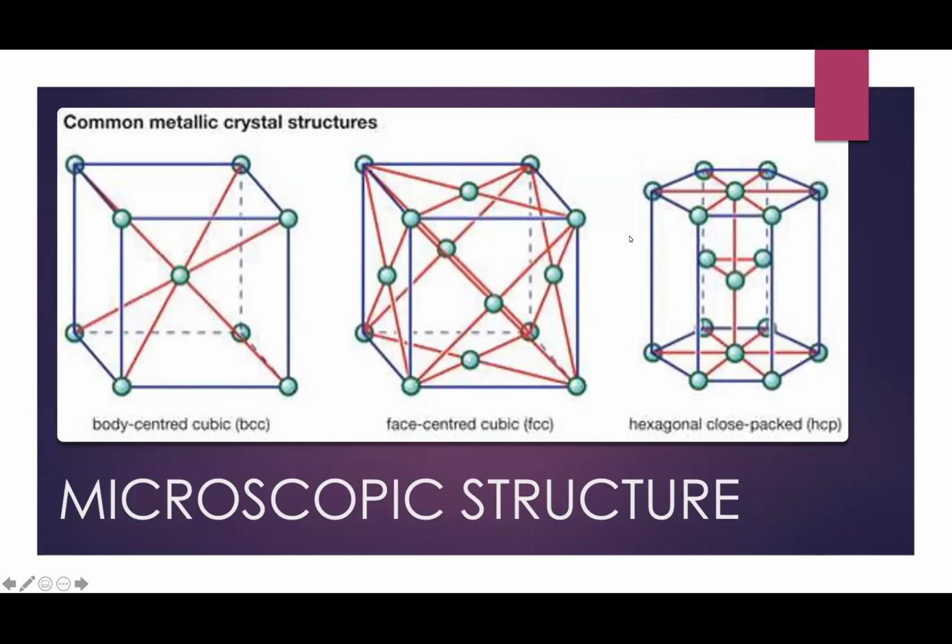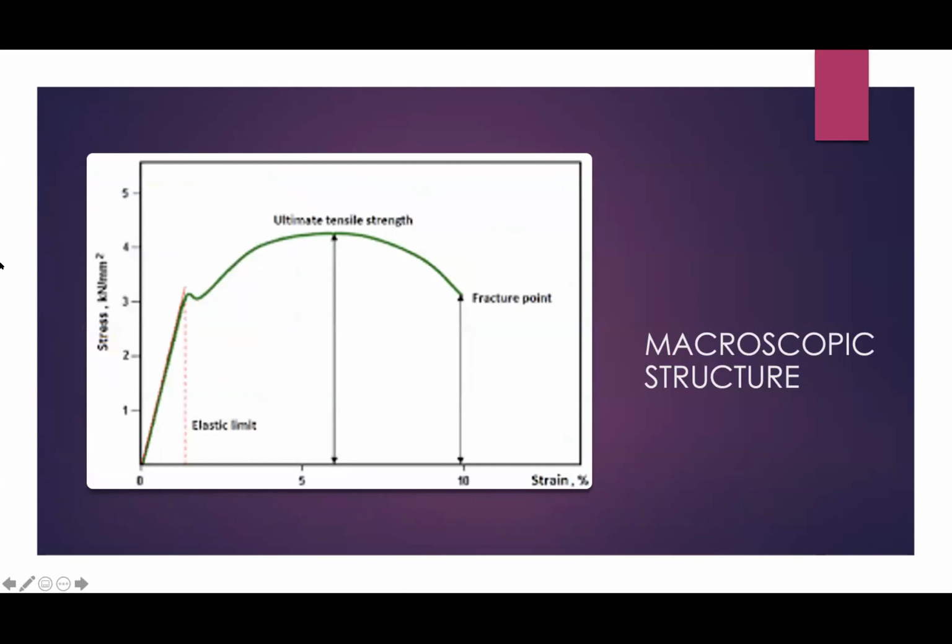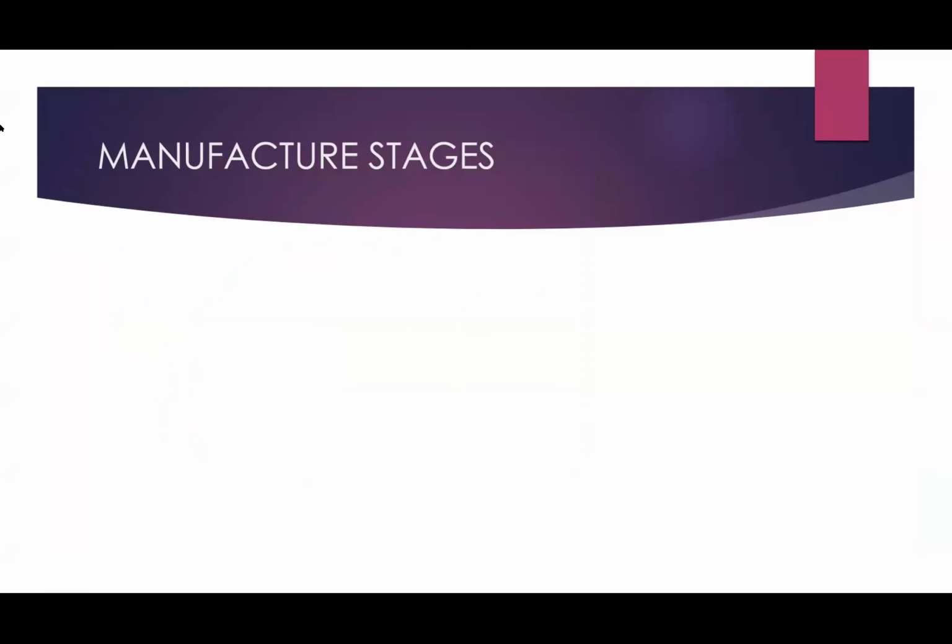With these two, each atom is surrounded by 12. With this, each atom is surrounded by 8. I wouldn't go into any more detail than that. So we then move on to the macroscopic structure, and we've kind of described this already. So this would be your sort of stress-strain curve, but also properties such as ductility, and also chemical properties such as resistance to corrosion, and also conductivity. So microscopic and macroscopic.